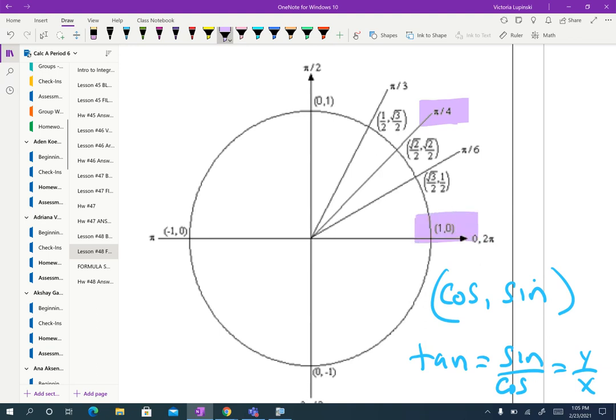So again, use the calculator if you want, but if you want to kick it old school, if you're trying to find the tangent of pi over 4, you would have to put root 2 over 2 over root 2 over 2, and anything over itself would give you a value of 1. If you were trying to find the tangent of 0, you would have to put the y value, which is 0, over 1, which would give you a tangent of 0. So those are the two values that I need. And again, find them here, find them on the calculator.